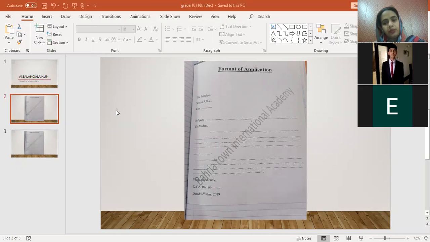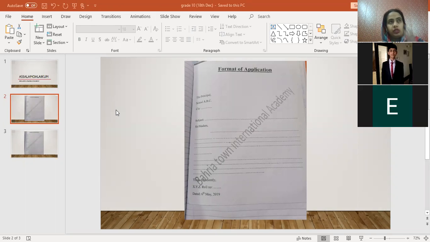If you are writing to the principal, you will start with "with due respect, it is stated", in a way of respect. Or if you are writing a job application, you will start with reference to the advertisement number, "I have come to know about the vacant post in your organization." Or you can write, "through reliable resources, I have come to know." So there are different starting lines for different designations.